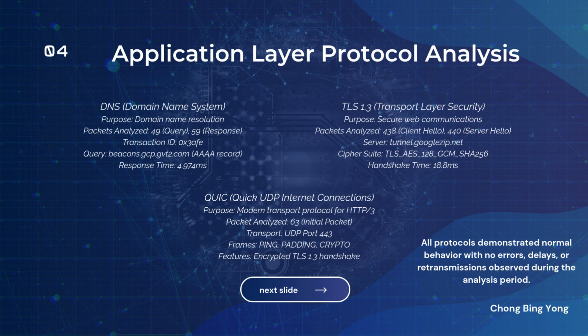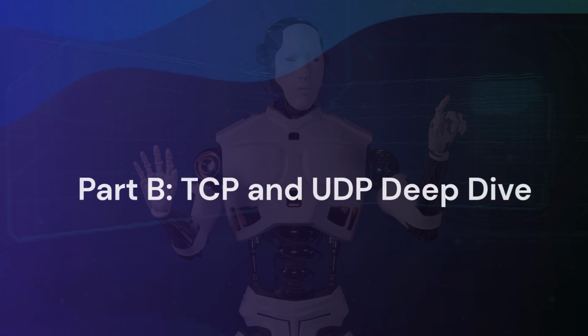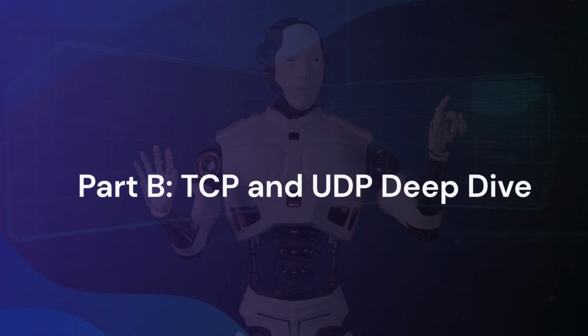Finally, QUIC represents next-generation protocol design. In packet 63, we observe a QUIC initial packet containing 3 frame types: ping for connectivity testing, padding for packet size requirements, and crypto containing encrypted TLS 1.3 handshake data. This demonstrates how QUIC merges transport and security layers, operating over UDP port 443 to achieve lower latency than traditional TCP plus TLS approaches. So now I would like to talk about the TCP and UDP deep dive.